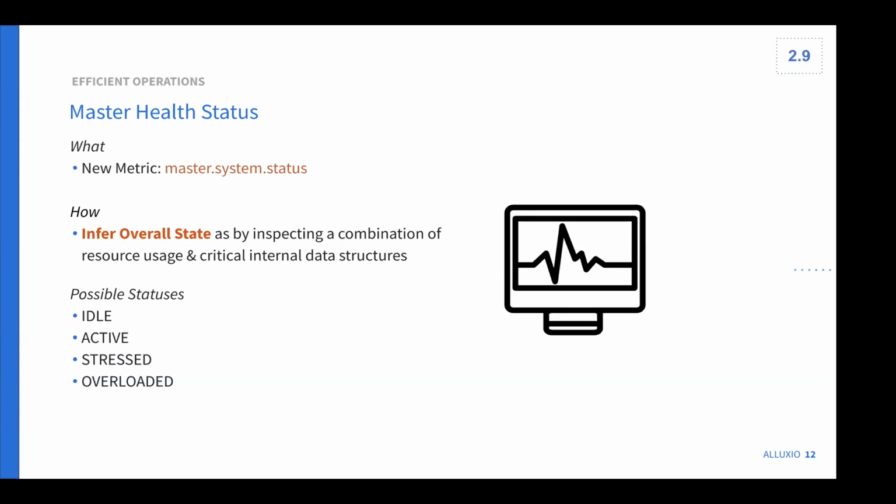So the possible statuses for this metric are what you see on screen. If there's no workload, no heavy load on the system, the metric will display idle. Otherwise, you could expect it to go all the way from idle to active to stress to overloaded, which means it's been under sustained stress over a period of time, and something needs to change.